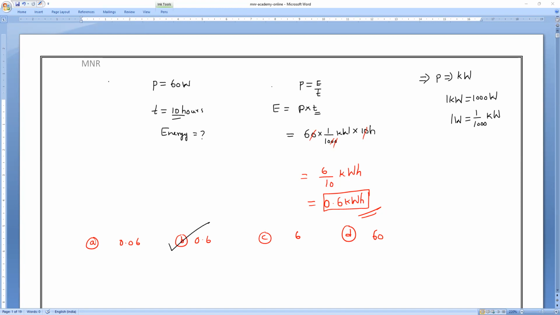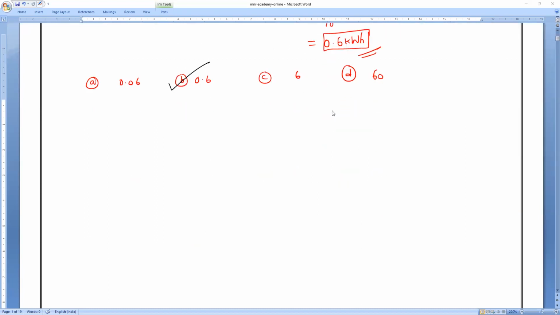A weightlifter lifts a load of. This is purely numericals, right? So a weightlifter lifts a load of 220 kg to a height of 2.2 meters. Calculate the potential energy of the load in kilojoules.